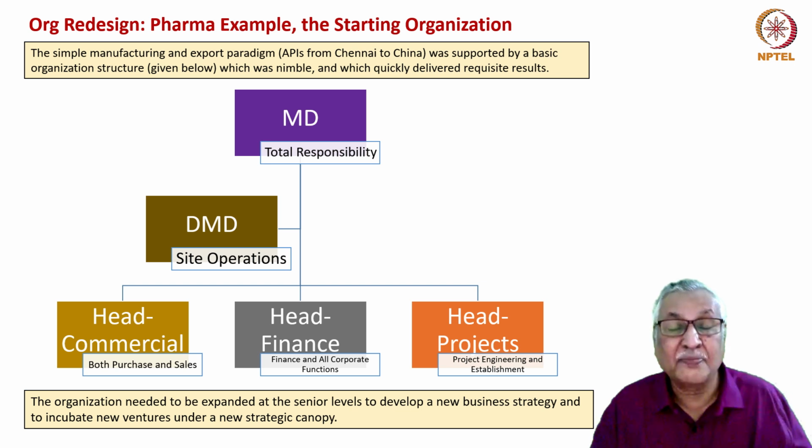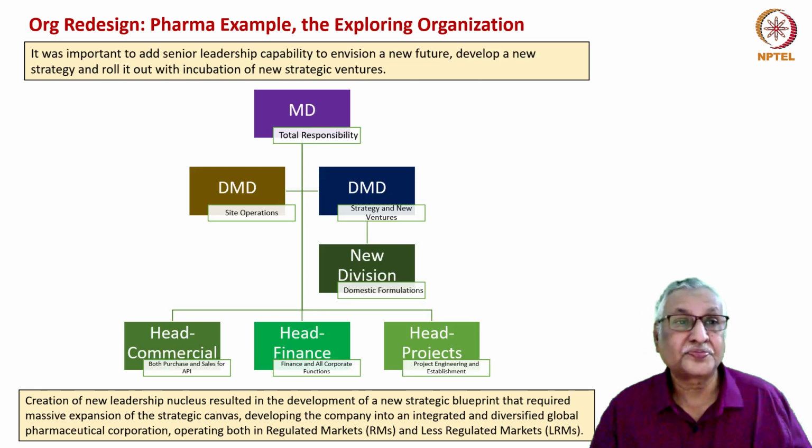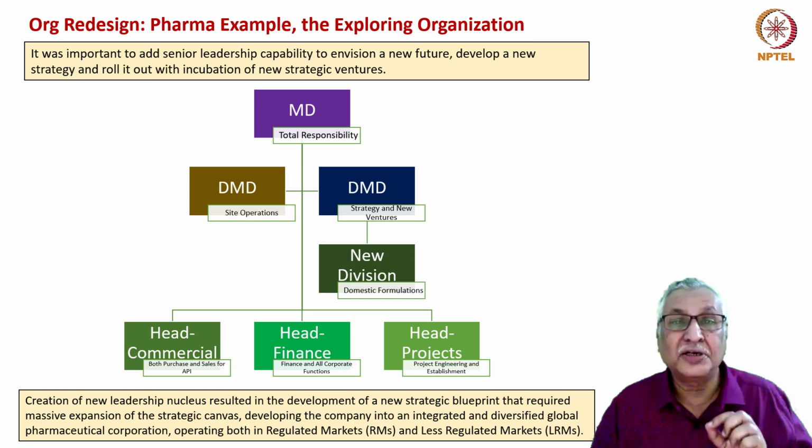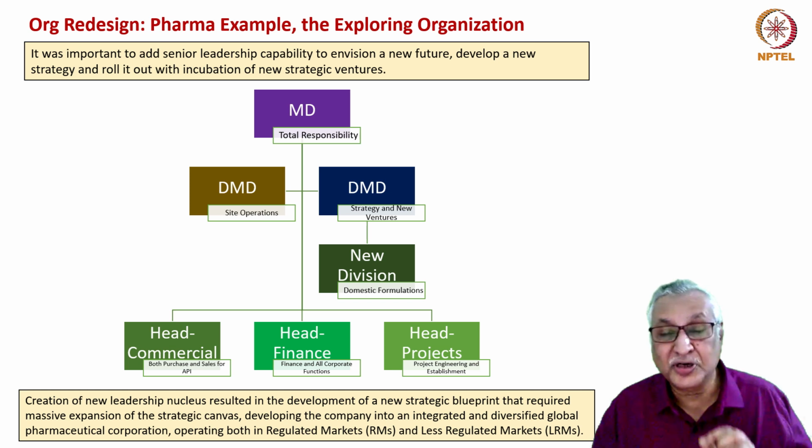However, as the company thought about a new business strategy and a new global presence, the organization needed to be expanded at the senior levels to develop such a new business strategy and to incubate new ventures under a new strategic canopy. In any strategic transformation, incubation of new ventures, new businesses is an important task of corporate leadership. This need to add senior leadership capability was well recognized in time by the company, and that has been at the base of the success of strategic expansion.